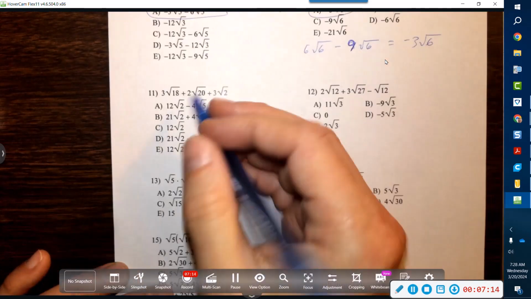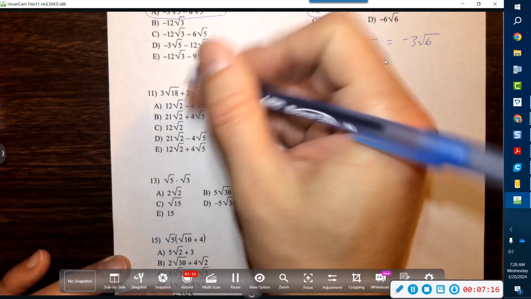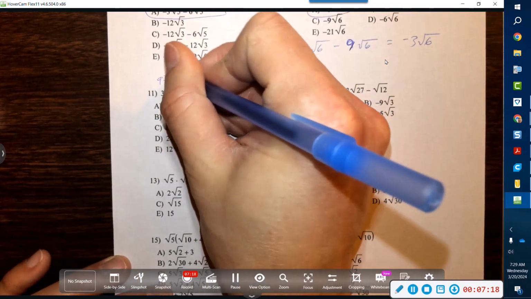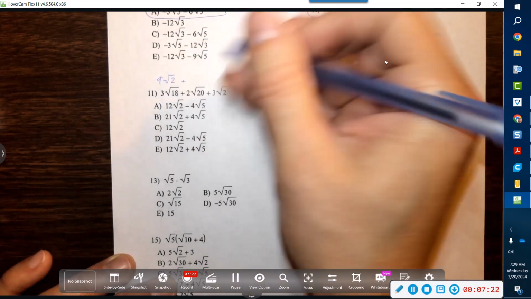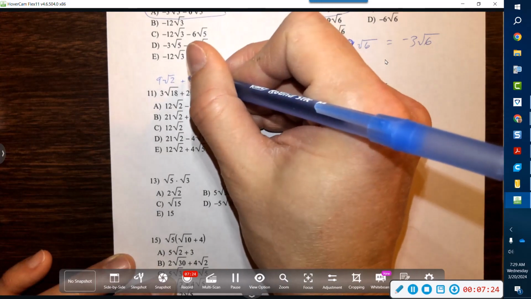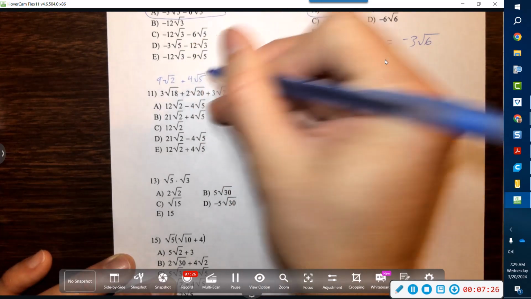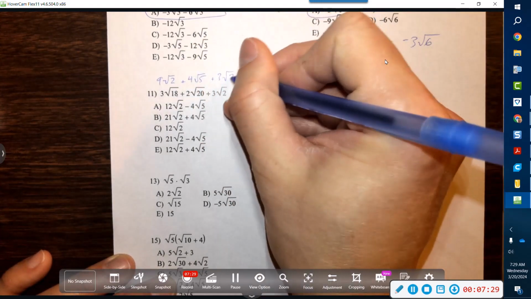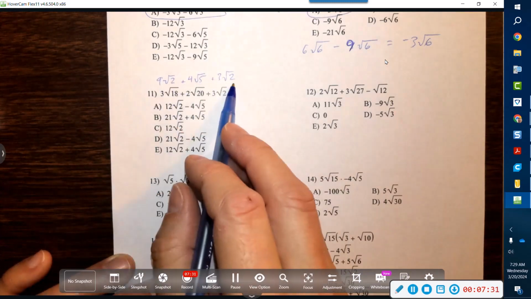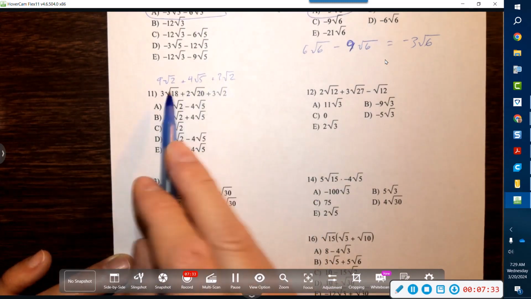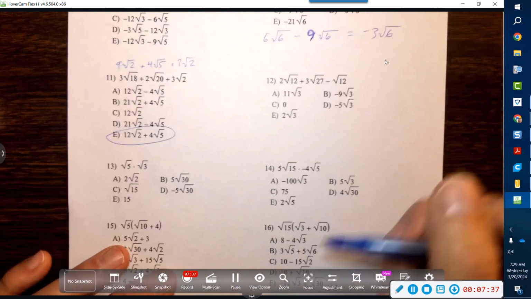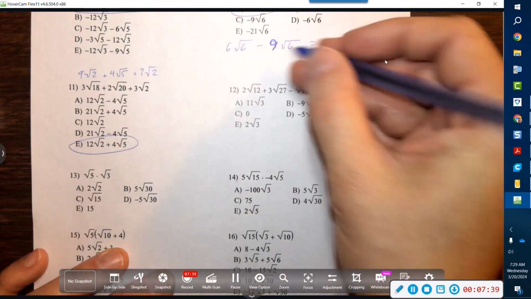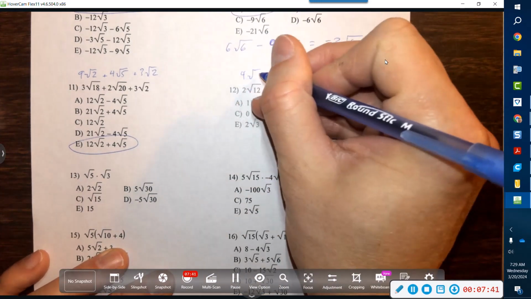Okay. This one, I got a pair of 3's in there. 9 radical 2. I got a pair of 2's in there. That would be 4 radical 5. 3 radical 2. These two will combine to get 12 radical 2 and 4 radical 5. We just did that one. It's going to be 4 radical 3.